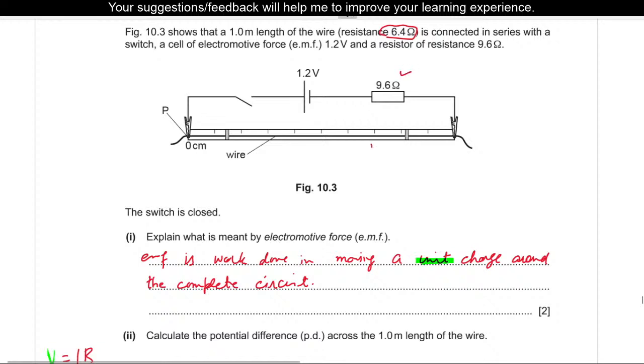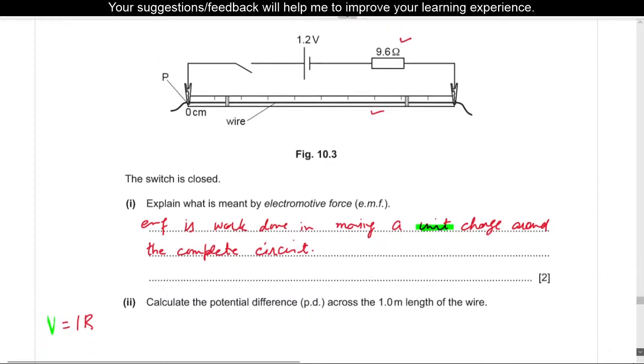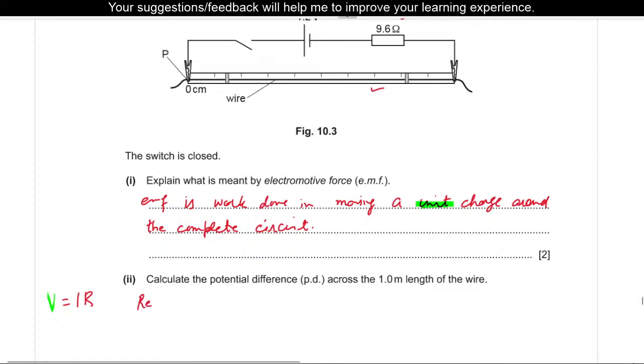This resistance and this wire having resistance are in series. So first we will find the effective resistance, that is 6.4, which is the resistance of the wire, plus 9.6, which is the resistor in this circuit. So the total resistance in the circuit is 16 ohm. Now once we have found the effective resistance, we can find the current passing through the circuit.